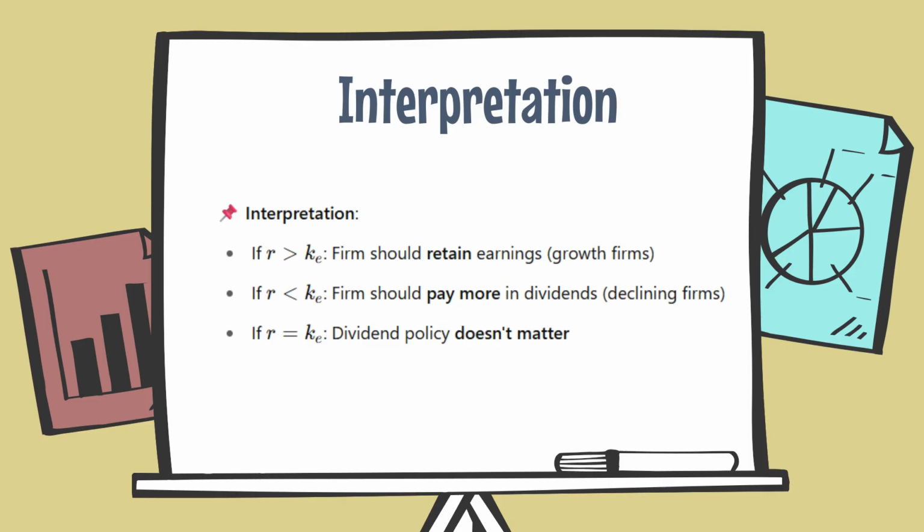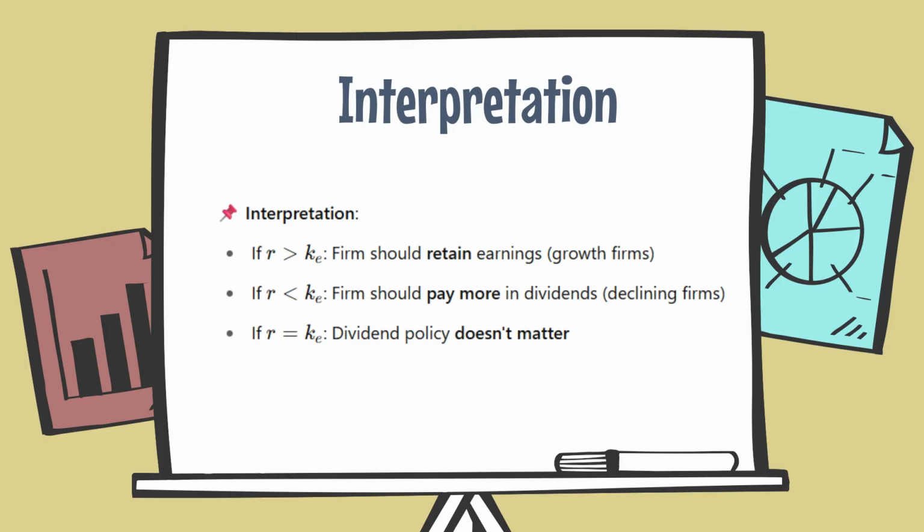If R is greater than KE, that is, if the firm earns more on reinvested profits than the return investors expect, it should retain earnings as this increases shareholder value. These are typically growth firms. If R is less than KE, the firm should distribute more dividends because investors can earn better returns elsewhere. These are often declining firms.